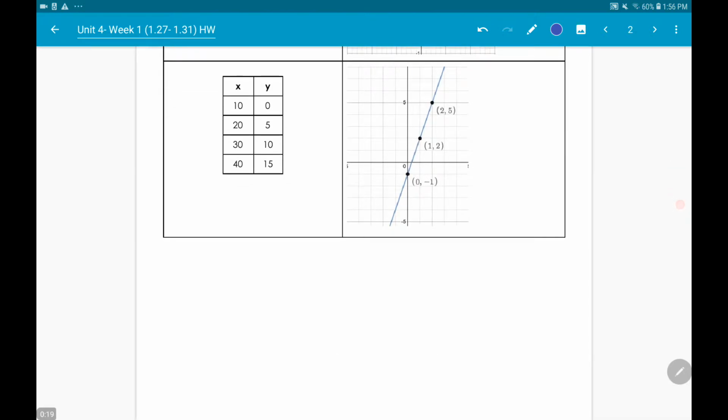So first things first, what is slope? Slope, we said, is the steepness of the line. And how can we find that? We could find that by changing x. Nope, that's not right. Change in y over change in x.